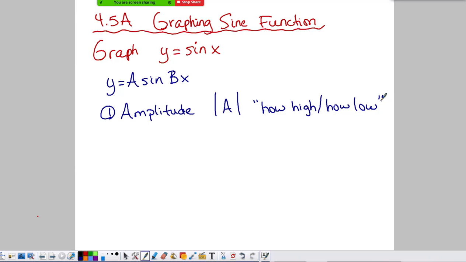The second thing we look for is called the period. So our period is going to have to do with where it repeats, how far it takes in order for our cycles to repeat. So we know going all the way around the circle is how far? 360. Or also 2 pi, right? Yeah. So if we do 2 pi divided by our b, that's going to tell us how far it's going to take in order for our function to start repeating again.